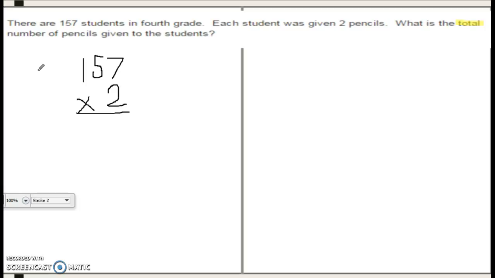Okay? So when you multiply, I'm going to separate this in terms of place value. Okay, start with the ones place. 7 times 2 is 14. Bring down the 4, carry the 1 to the tens place. 2 times 5 is 10. Add the 1, gives us 11. Bring down the 1, and then carry the next one over to the hundreds place. 2 times 1 is 2. Add the 1 is 3. So your total is 314 pencils.